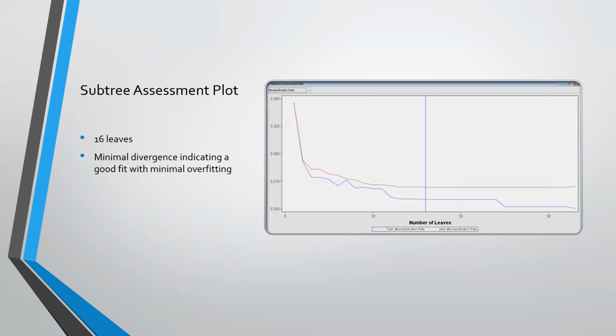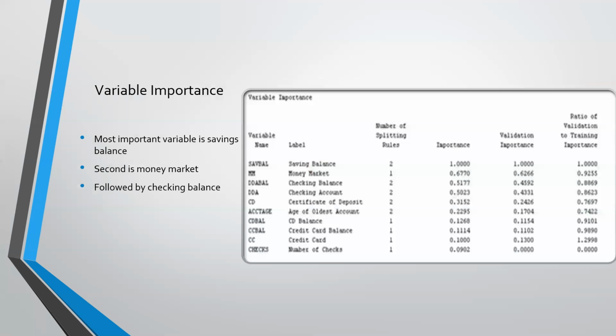And as you can see here, the subtree assessment plot shows a misclassification rate as the number of leaves increases. So as you go to the right, that's the more leaves there are, and the vertical axis is the misclassification rate. You can see that based on this, that vertical blue line is where it selected the final model, which is at 16 leaves. So that's where it decided that it had the lowest level of misclassification and therefore the best model for our needs. And you'll see that there is some divergence going on there, but it's not bad enough to have overfitting as much of a concern. So overall, it fits pretty well. If you go to the next slide.